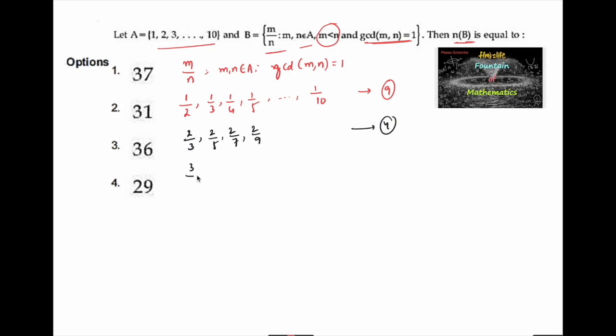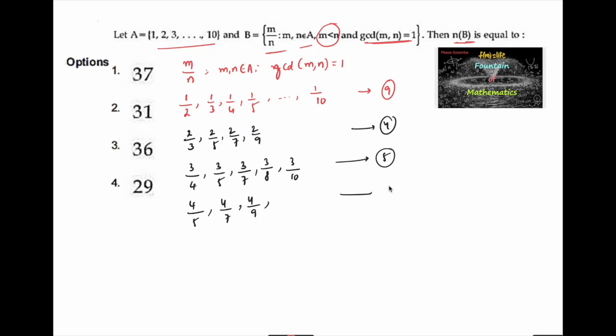And starting with 3, 3 upon 4 I can consider, 3 upon 5, 3 upon 6 is not possible, 3 upon 7, and 3 upon 8, 3 upon 10. So again here 5 are there. And now if I start with 4, 4 upon 5, 4 upon 6 we cannot take, 4 upon 7, 4 upon 8 we cannot take, 4 upon 9, 4 upon 10 also we cannot take.